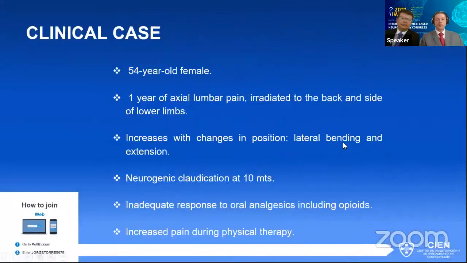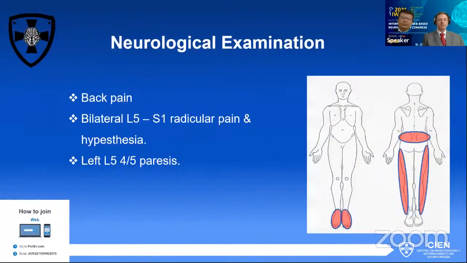So this is a case of a 54-year-old female. She has a clinical history of 1 year of axial lumbar pain irradiated to the back and side of the lower limbs, both sides. The pain typically increases with changes in position, specifically lateral bending and extension movements. She has neurogenic claudication at 10 meters, and she has an inadequate response to oral analgesics, including opioid medication. Of note, she reported increased pain during physical activity.